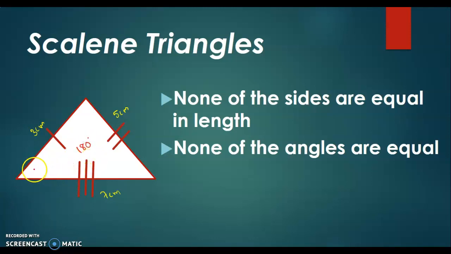So let's say this is 25 degrees over here, and this is 75 degrees over here, then this should be 80 degrees over here. It could be any values, but at the end they should all add up to 180 degrees.